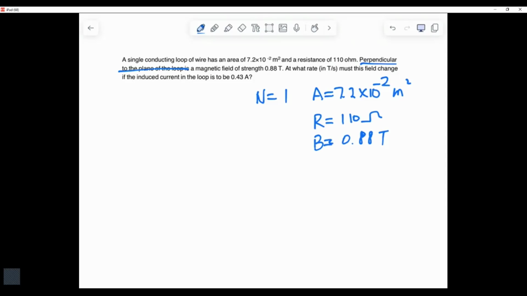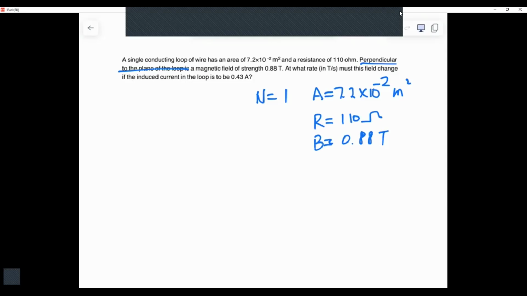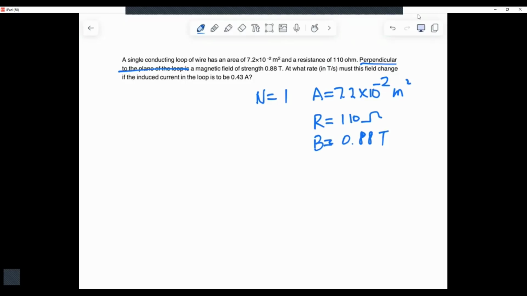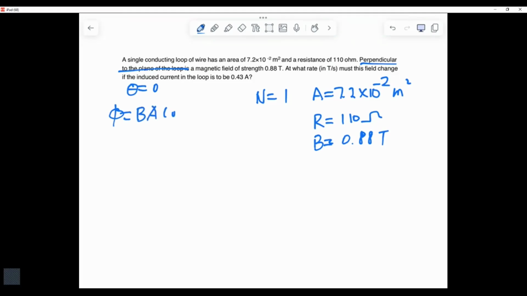All right. So in that case, the angle theta is actually 0. Flux equals BA cosine of theta. If theta is 0, then cosine is 1, so it's just B times A. It's asking at what rate must this field be changing? So the current in the loop is this.